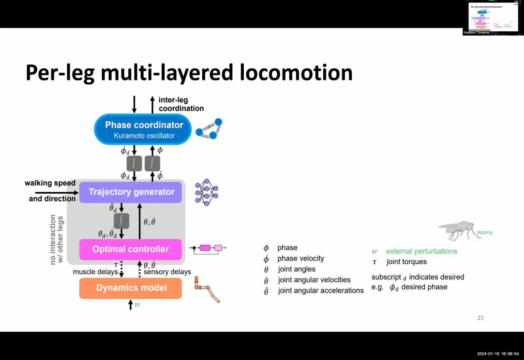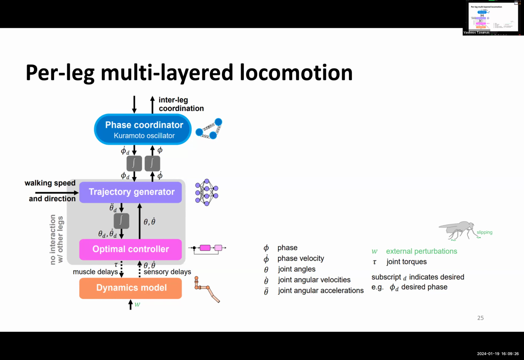We have some multi-layered models. The fly is multi-layered in the biological arrangement, so we said, okay, let's just do that, but in the model space. For each leg, let's start from the bottom. For each leg, we have a dynamics model. It's like a link and joint, kind of a robotic arm model, if you will, but it's a leg. And then we used an optimal controller, the exact LQG with sensorimotor delay controller that I showed earlier, to model control and also delays.